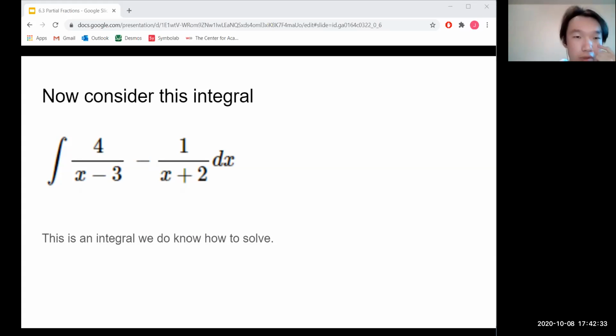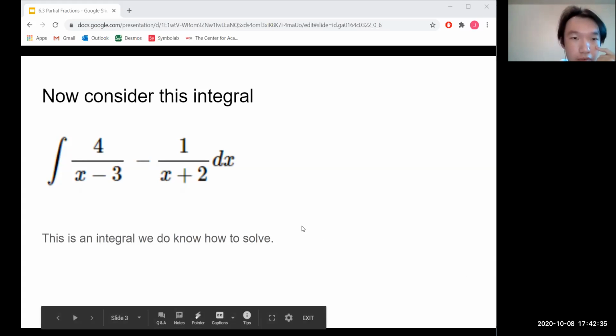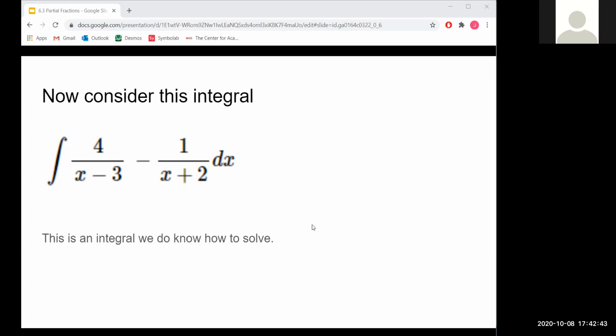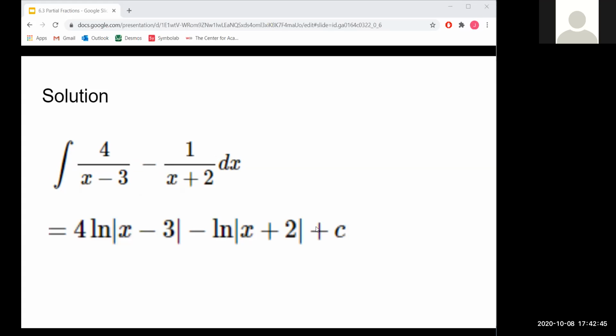Okay, so these we know how to solve. I have the solution on this slide right here. It's 4 ln of x minus 3 minus ln of x plus 2 plus c. So we know how to do these.